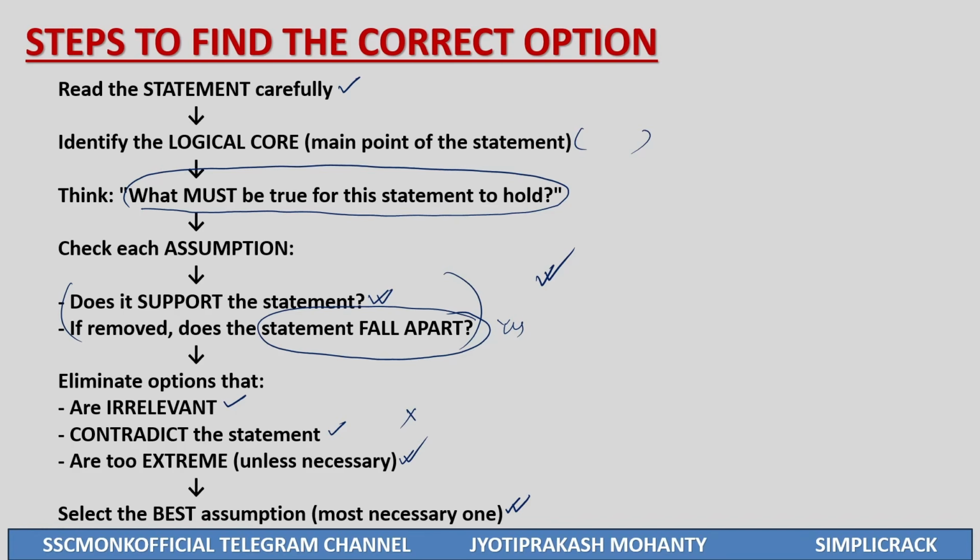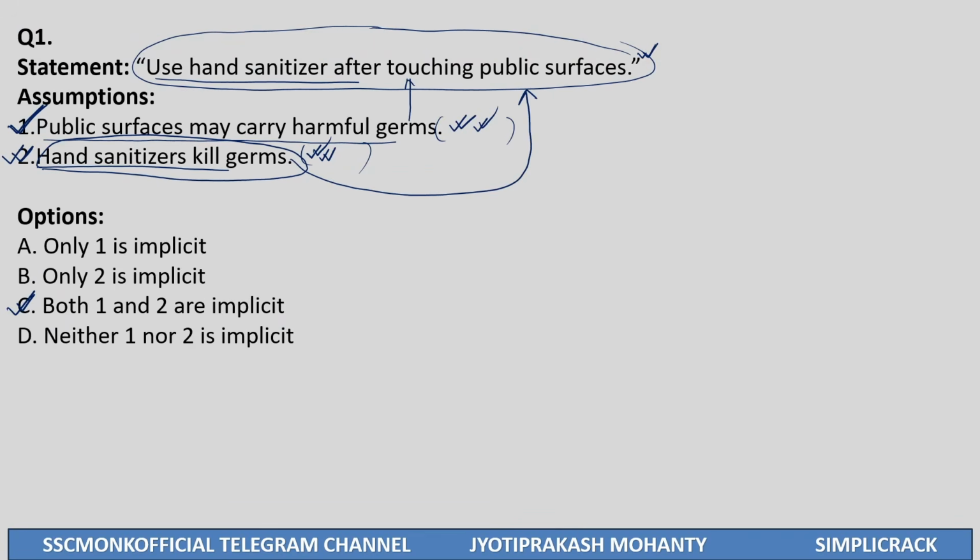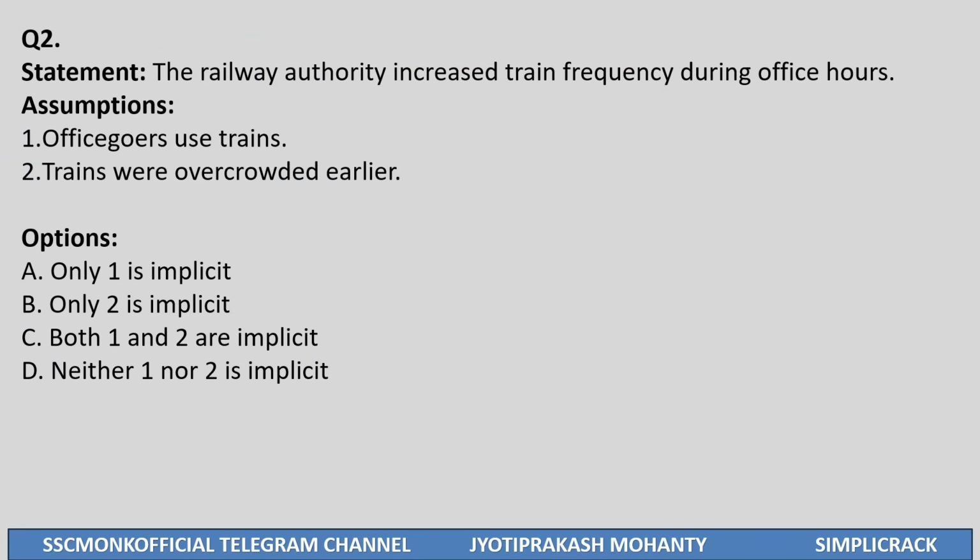So whatever framework I have given you, that is actually working in the question. Now let's try the second question. The railway authority increased train frequency during office hours. Statement: railway authority has increased the number of trains during office hours. Now, the first assumption is that office goers use the train. So this is my first assumption.